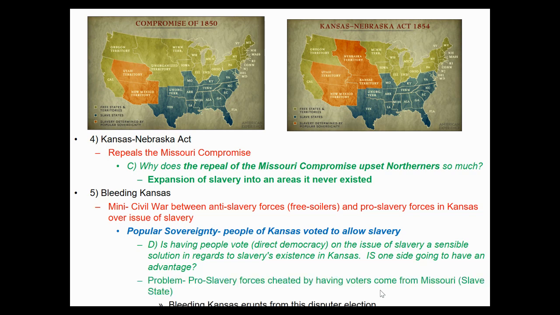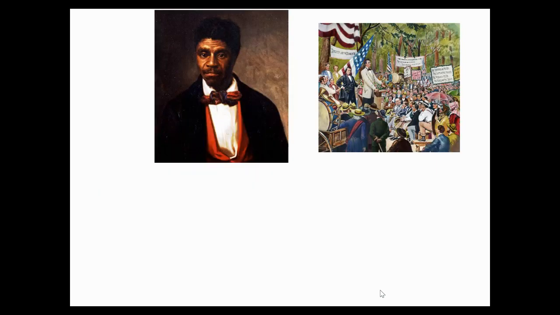And the answer is, actually, in this case, the problem here is voting might not have been the right solution here. This is such a powerful emotional issue for a lot of people that both sides want to do everything they could to win in Kansas, right? The problem here with Kansas is that the pro-slavery forces cheated in the election, because it was very easy for pro-slavery forces to cross over the border from Missouri into Kansas. So Kansas becomes a slave territory. And bleeding Kansas, when Americans start killing each other in Kansas, is a result of this disputed election.